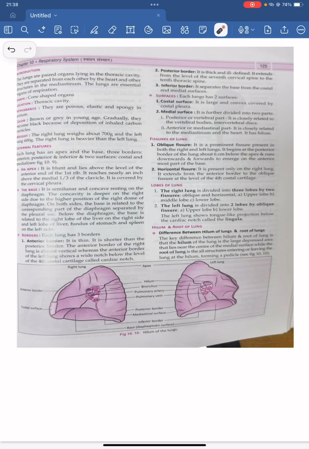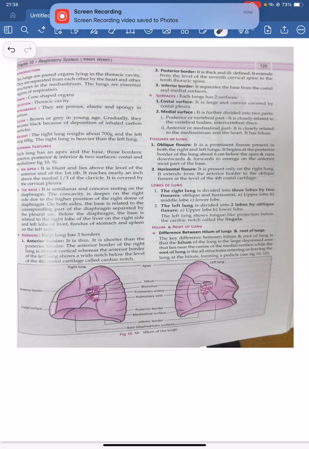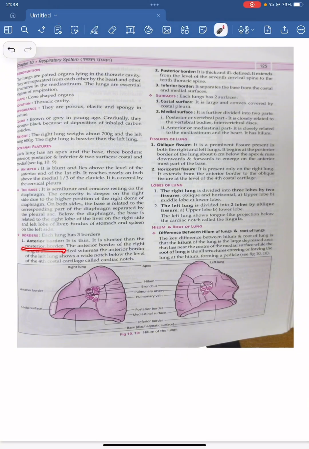Coming to borders, there are three borders. Listen carefully: anterior border, posterior border, inferior border. Simple. The anterior border is thin and shorter than the posterior border. The anterior border of the right lung is almost vertical, whereas the anterior border of the left lung shows a wide notch below the level of the fourth costal cartilage, called the cardiac notch.